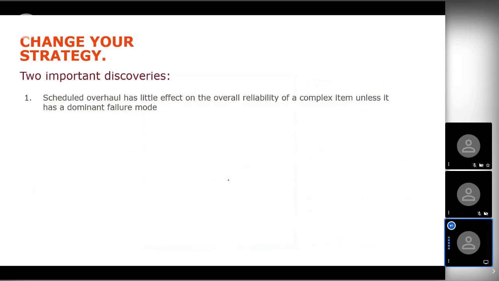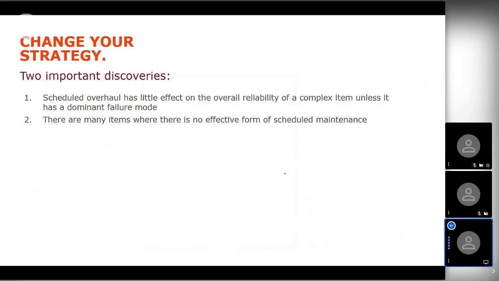So we're talking about complex items here. We're not talking about a single cantilevered beam which cycles back and forward, because we can predict pretty well when that's going to wear out. That dominant profile there would be a fatigue crack over a certain time. So we're talking more complex systems here, maybe pumps, maybe hydraulics, maybe some of those sorts of areas. So scheduled overhaul has little effect.